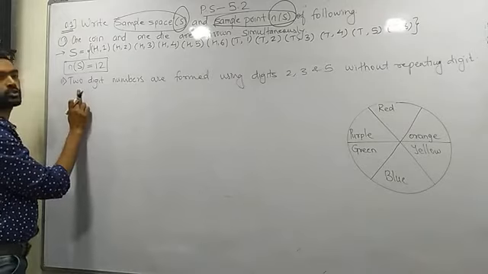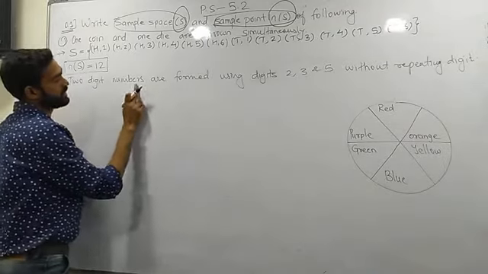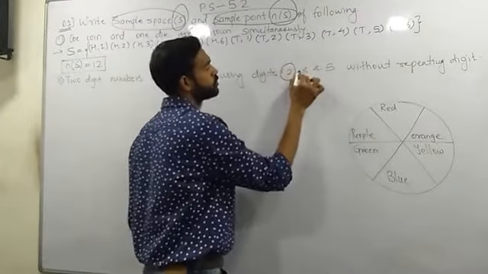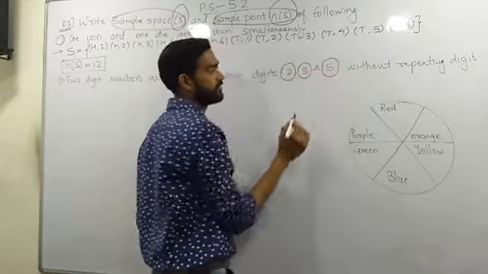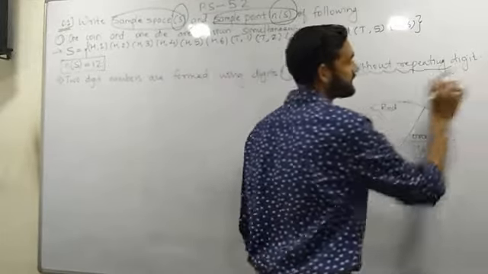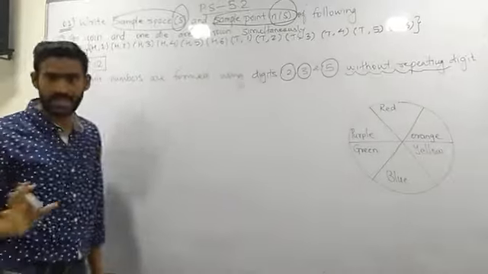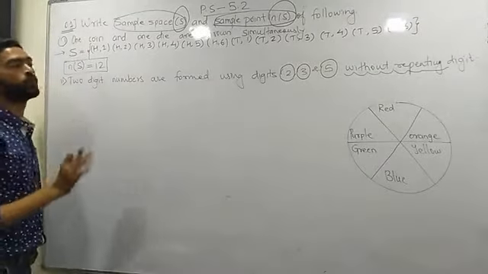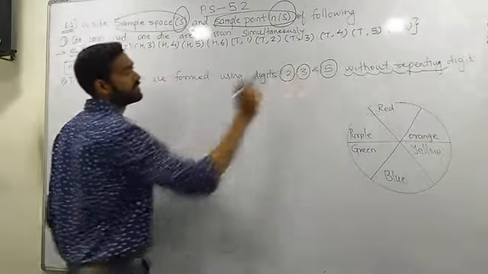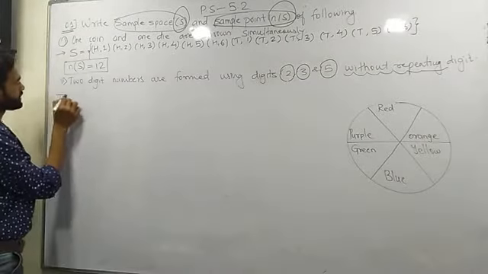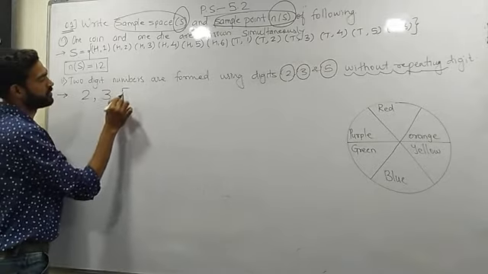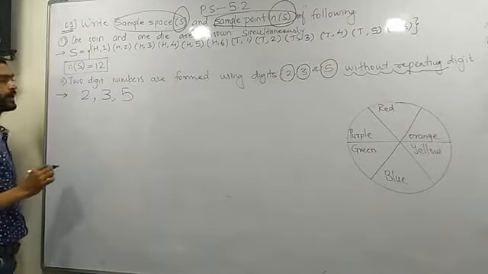Now the second sub-question. 2-digit numbers are formed using digits 2, 3 and 5, without repeating a digit. So here we cannot repeat any digit, but we need to prepare 2-digit numbers using 2, 3 and 5. Let's start the solution. Options are 2, 3 and 5. We need to prepare 2-digit numbers.